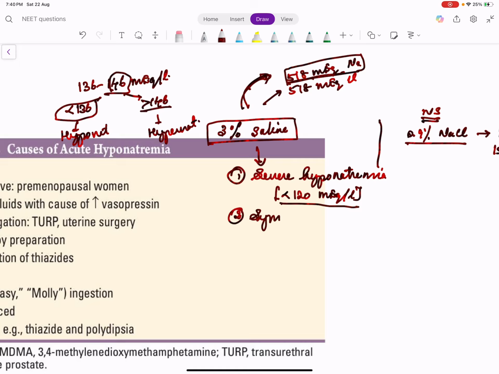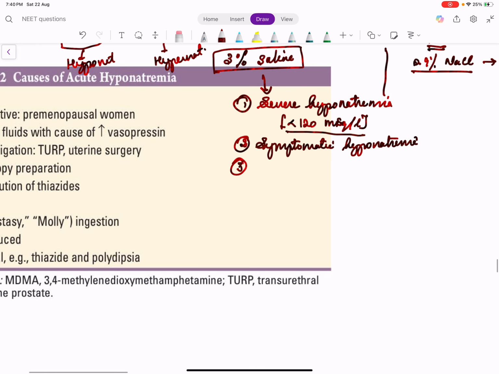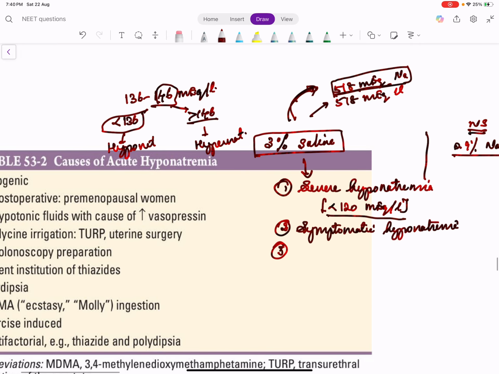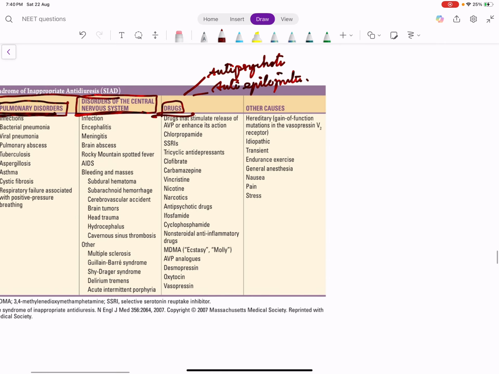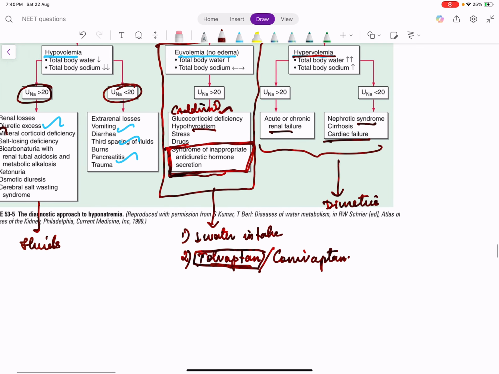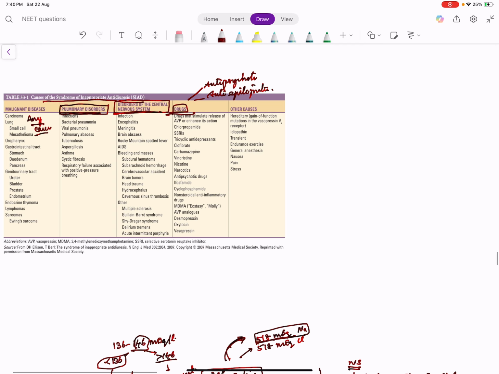Then we give 3% saline when there is symptomatic hyponatremia. For example, when there is a seizure, when there is coma. In that case, we have to give 3% saline. So these may be framed as questions or scenarios, so decide on the best treatment. If there is a severe hyponatremia, we have to give 3% saline. If there is a symptomatic hyponatremia, we have to give 3% saline. In other cases, we have to treat the cause, either fluids or diuretics or water restriction.